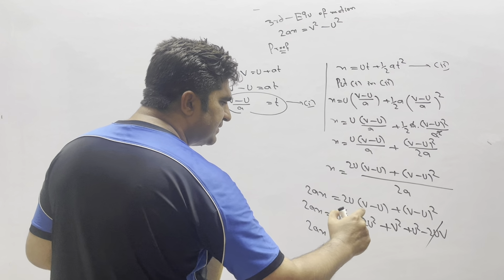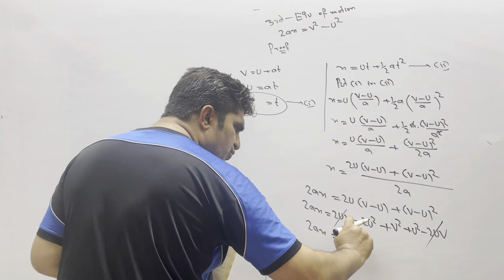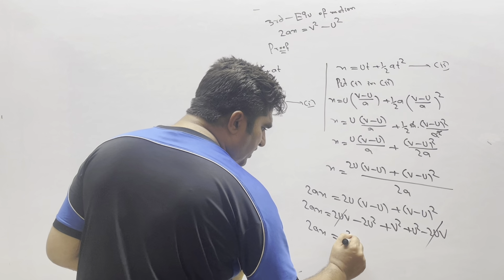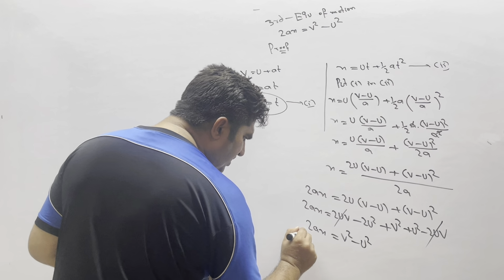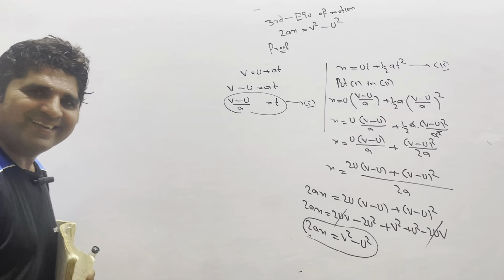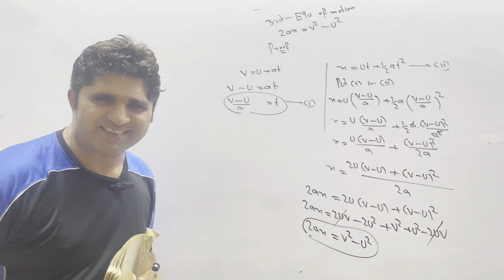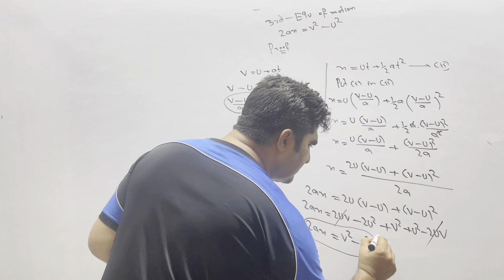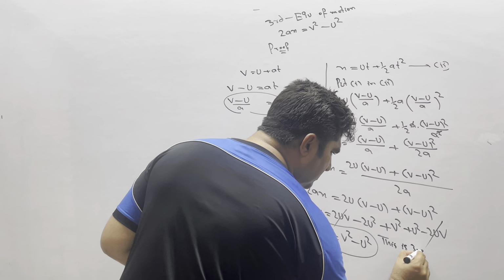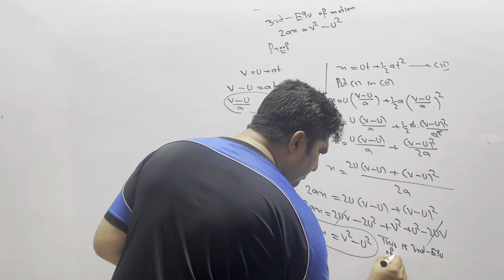equal to, let's see here. This is v square. You have minus 2u square, and this is plus u square. Minus 2u square plus u square will be minus u square. So what is this? This is the third equation of motion. So we got a proof of the third equation of motion, my dear students.